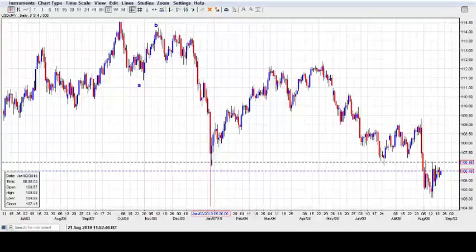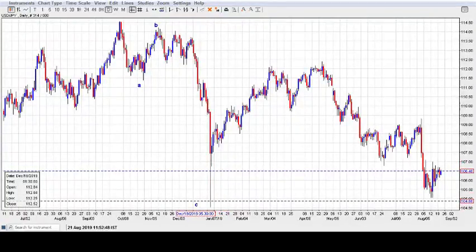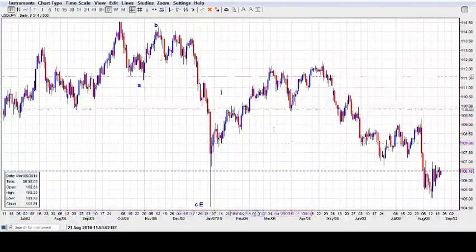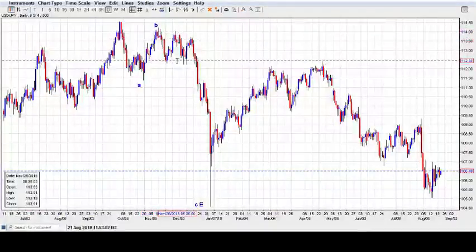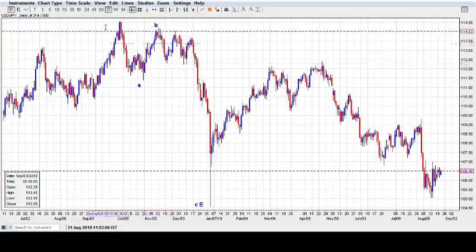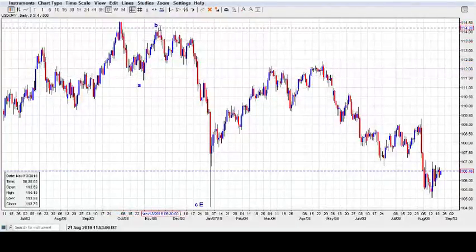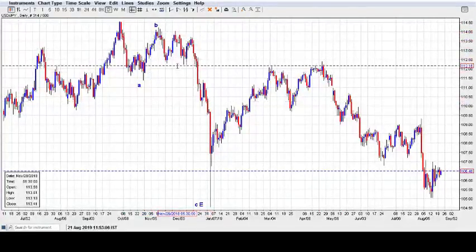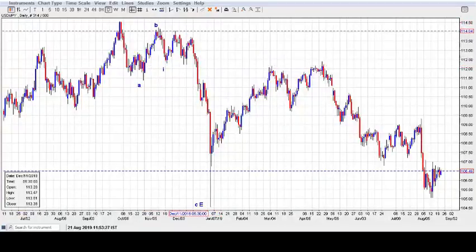ABC, that was the termination point of the triangle. Wave E, which is the last leg of the triangle, is going on a multi-year background. If you would want to label the last leg here, then A, expanded flat B, then 1, 2, 3, 4, and 5. So those are the potential 5 waves.